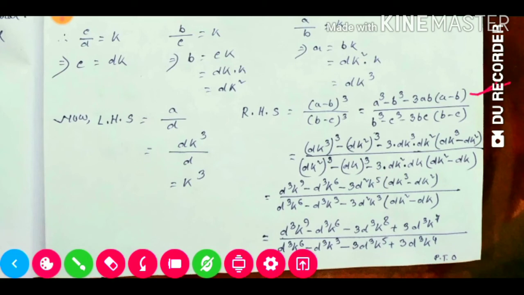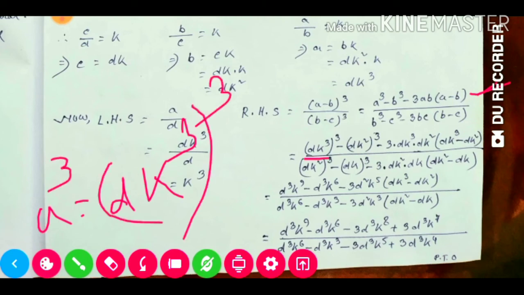So here a cube value will be put here. A cube over dk cube and whole cube, because this a value is equal to dk cube. A is equal to this one. And here what is given is whole cube. That means a cube is given here. So for this we need to give whole cube because here it is cube. A cube for this region will be dk cube whole cube. Similarly here b cube.